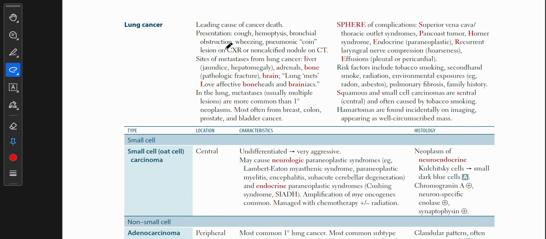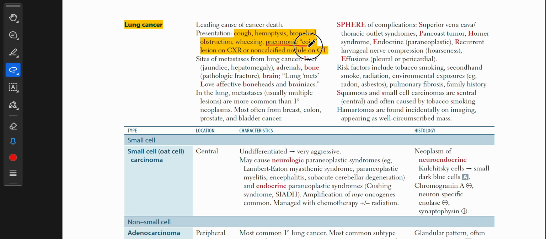So let's tap into lung cancer, which is our last topic for today. Lung cancer is a leading cause of cancer death, as we talked about earlier. It presents with cough, hemoptysis, bronchial obstruction, wheezing, a pneumonic cone lesion on chest X-ray, or a non-calcified nodule on CT. Remember this.